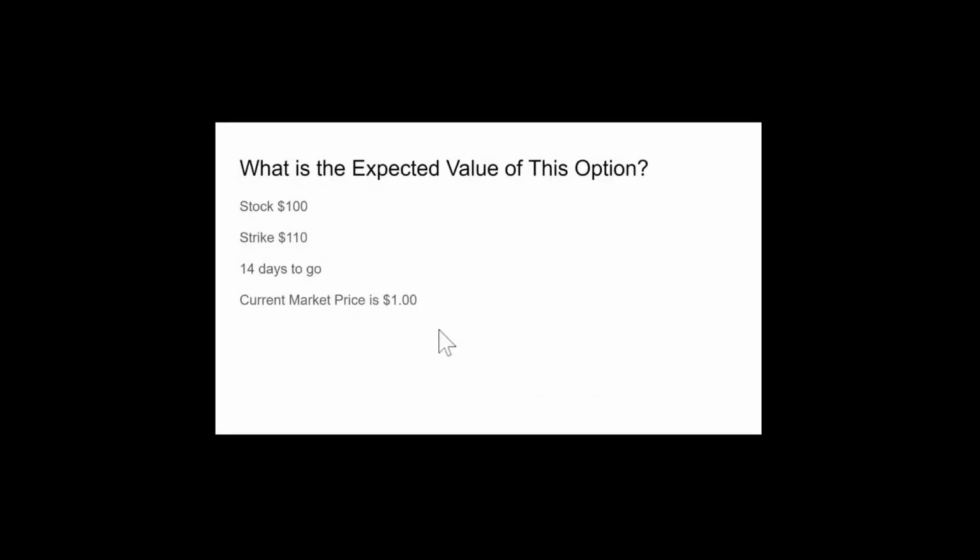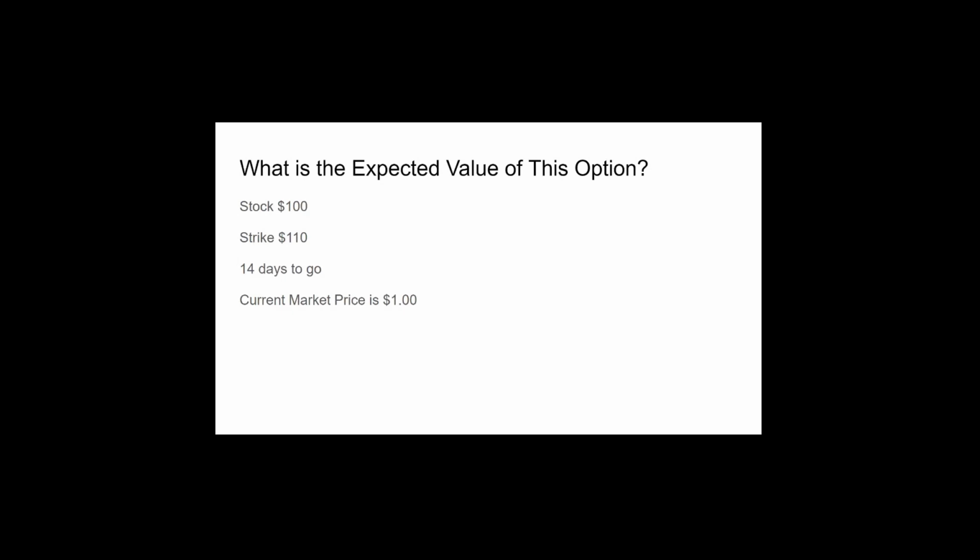Right. So here's an example of an option. You have a stock price of $100, a strike price of 110, 14 days to go, and the market value of this option is $1. So how do you know you're getting a good deal, and how do we even price this option? A few things we know here: in 14 days at expiration, if the stock is under the strike price of 110 bucks, if it doesn't increase by 10%, this option will be worthless. If it doesn't go above that price, it's going to be worthless.